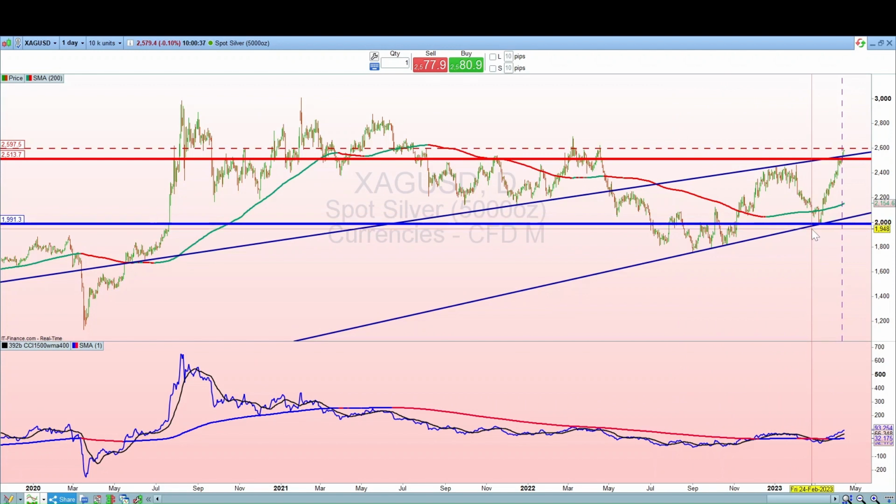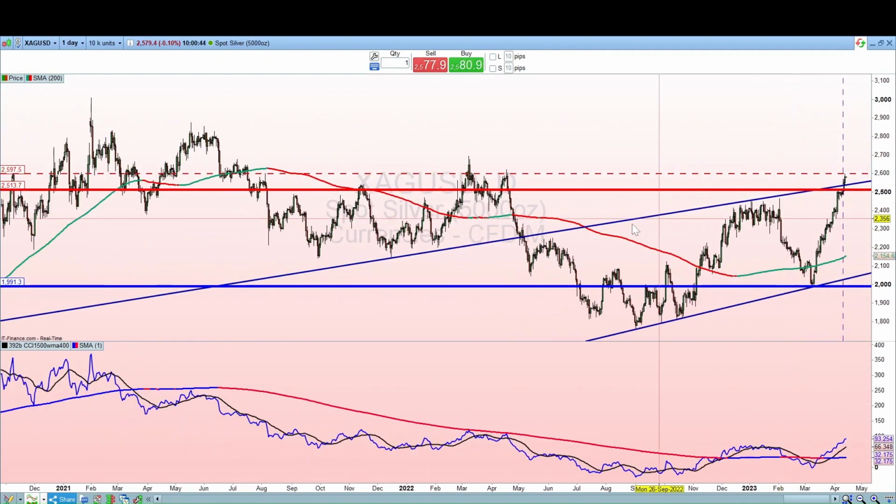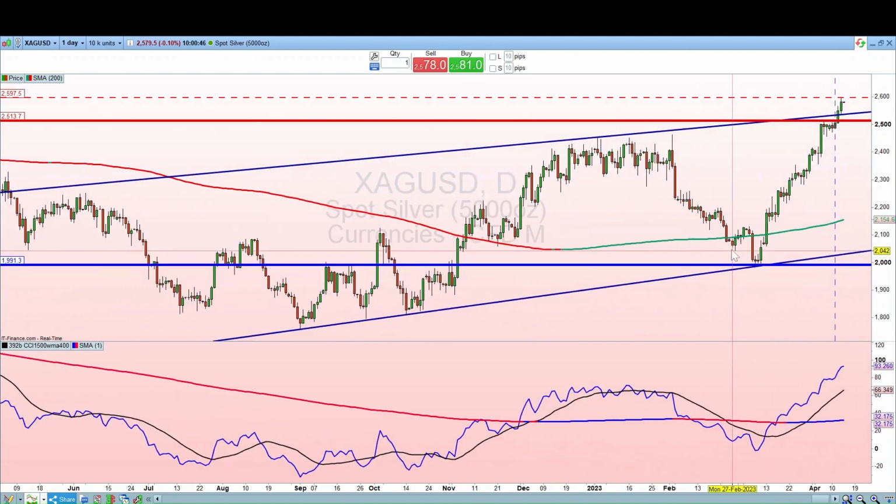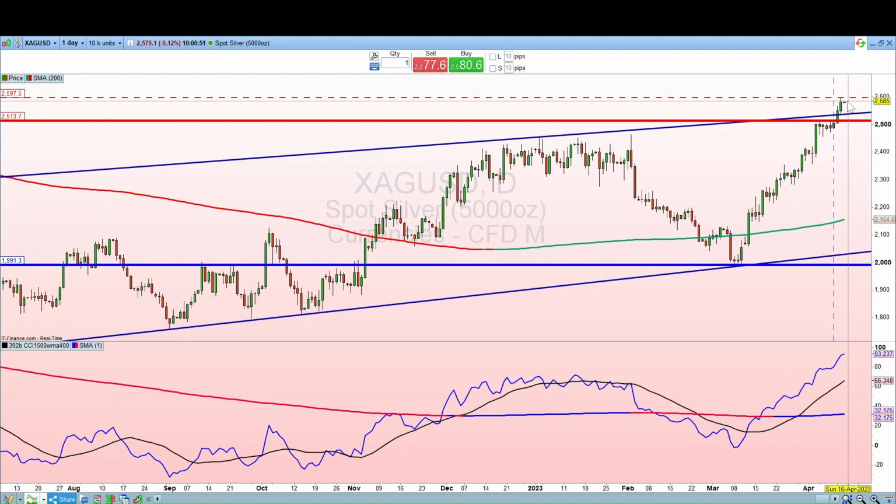Support at 1991, these are key support areas, and key resistance at 2513. Now you'll notice also these two diagonal trend lines causing this channel, and the price has broken up through the resistance, but also through that trend channel, and hit this minor resistance area at 2597. I'm making that a minor point at the moment.